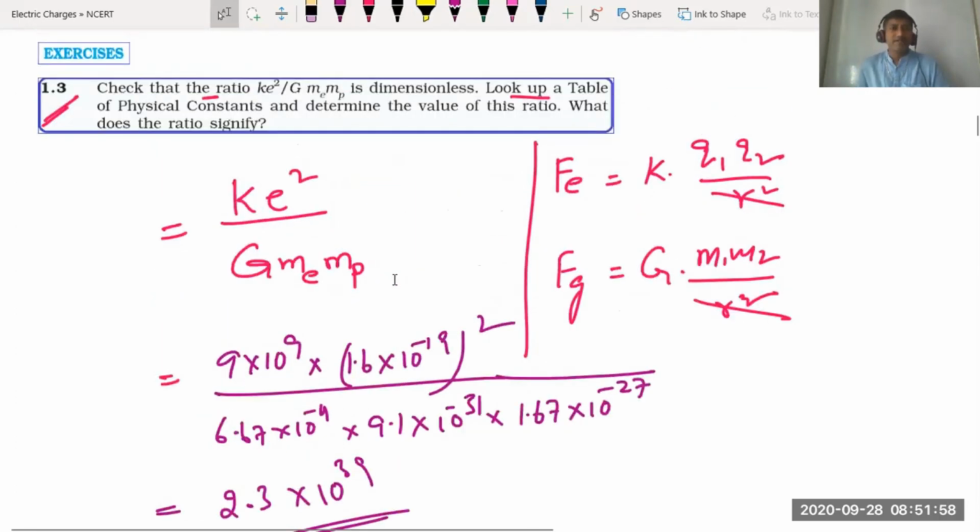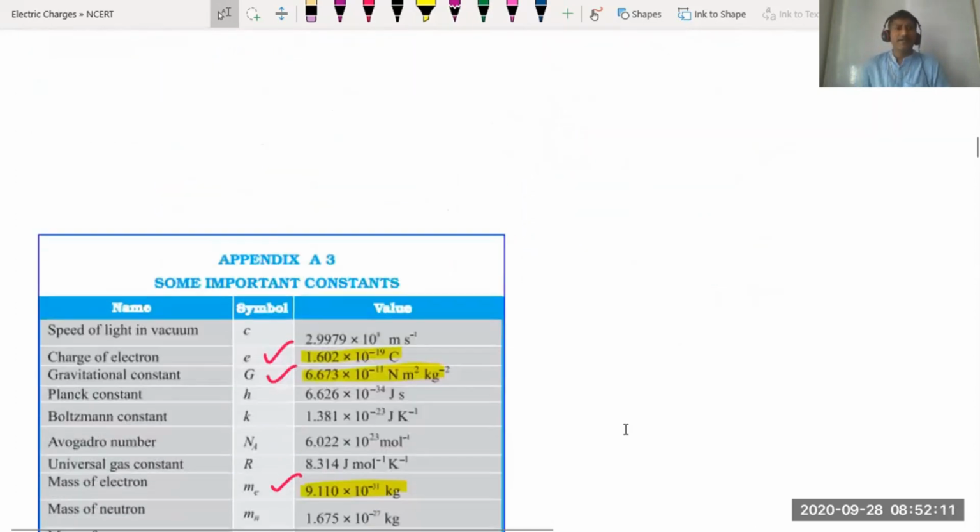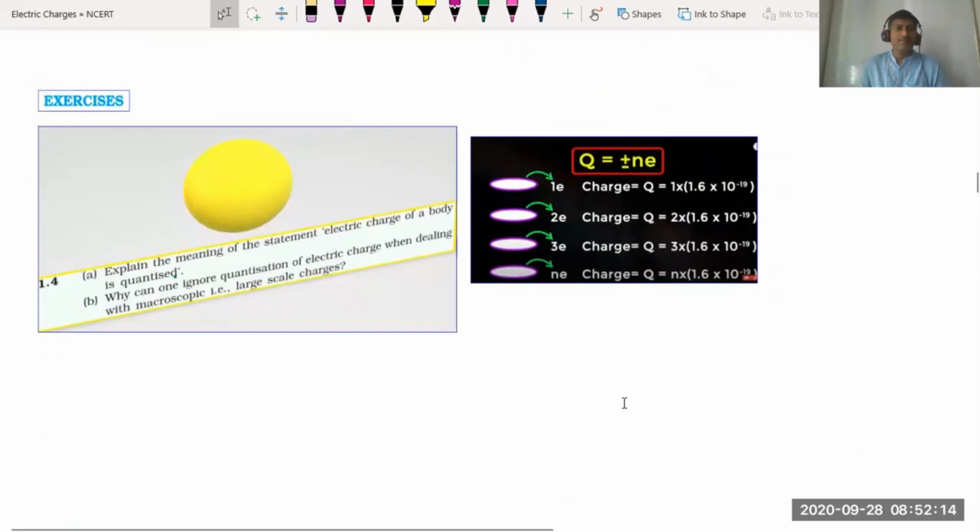So we are getting the value for this. What does this ratio signify? It is the ratio of electrostatic force to gravitational force. And coming to the next one, that is the fourth problem. See here.